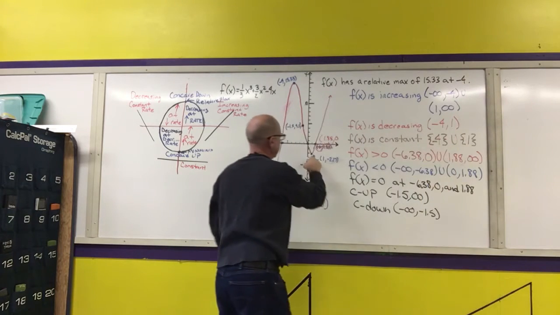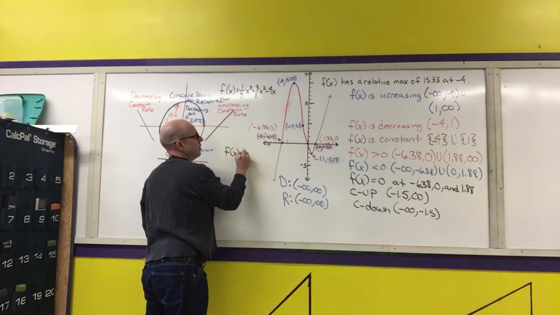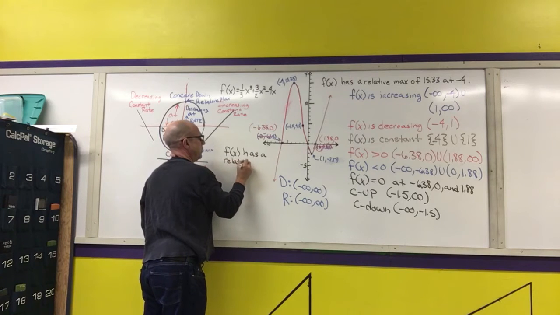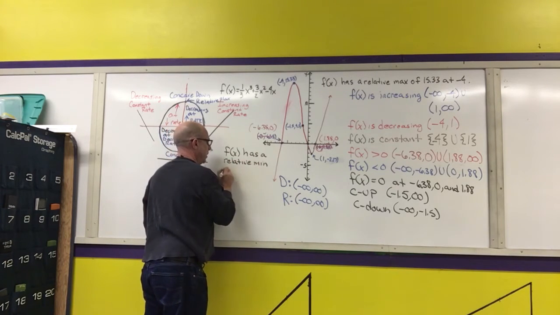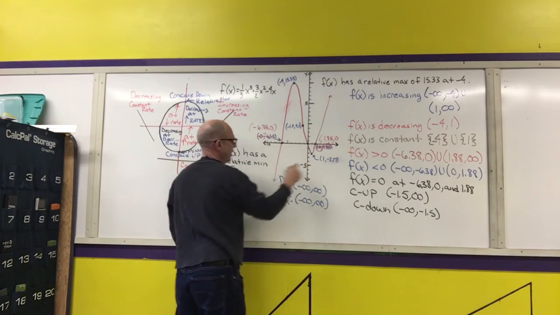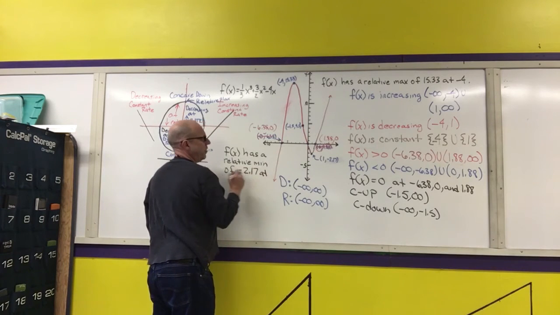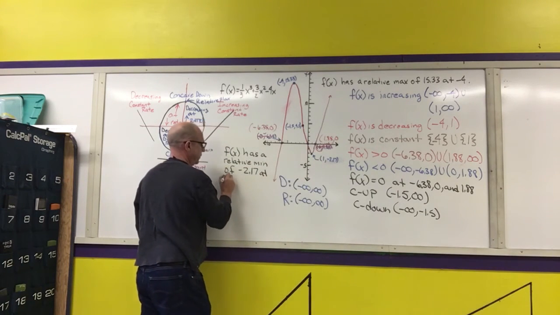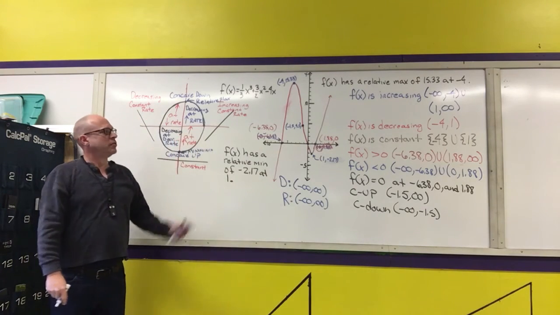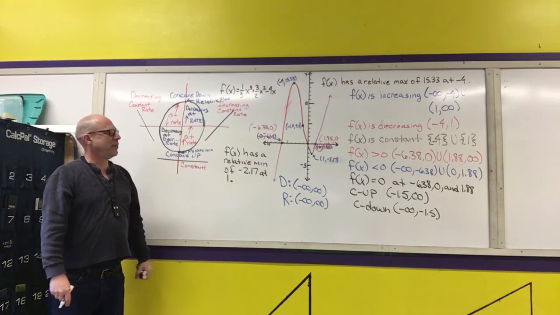Similarly, you can tell me where the relative minimum is. You can say that f of x has a relative min of, give me the value. Well, the value would be the y coordinate, which is negative 2.17, at, and then give me the x coordinate, 1. So these are all the different ways that you can verbally describe what is happening to a function.